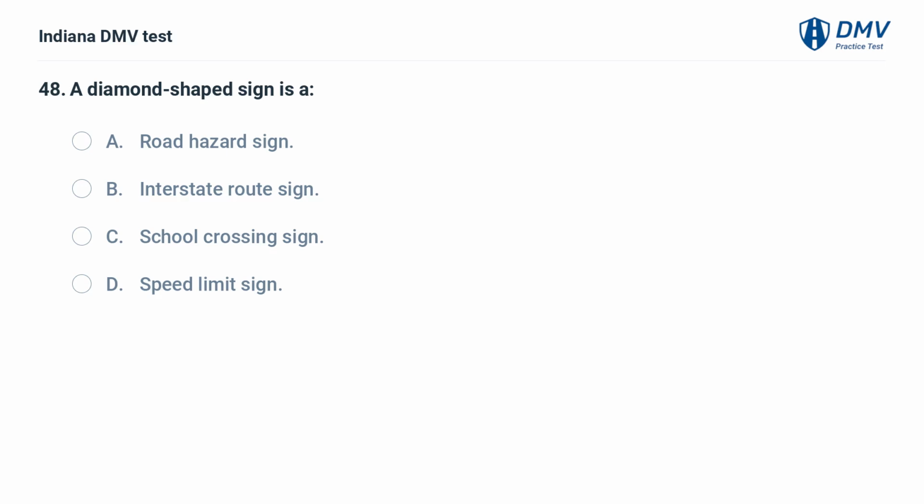A diamond-shaped sign is A. Road hazard sign. B. Interstate route sign. C. School crossing sign. D. Speed limit sign.